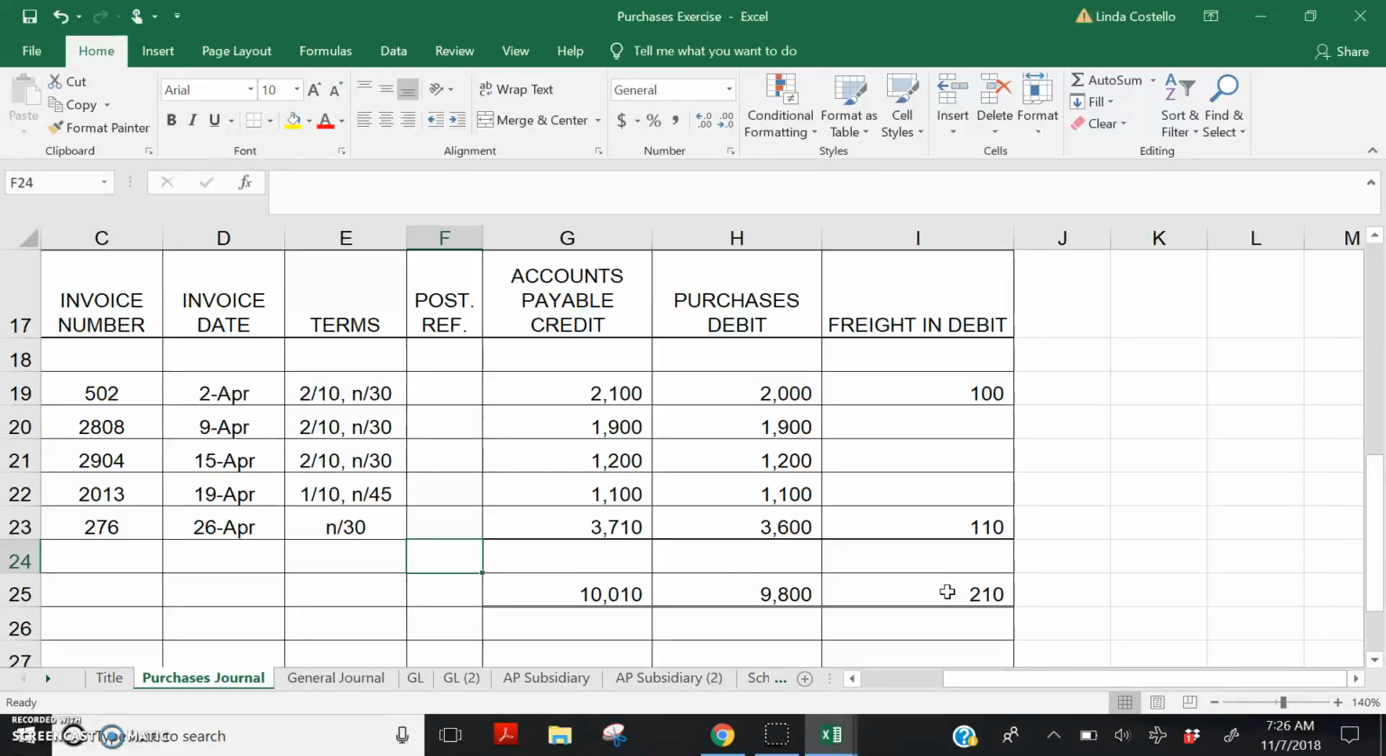Okay, now that we've finished recording the purchase transactions for the month of April into the purchase journal and totaled up our columns, we need to check to see if we're in balance. Do debits equal credits? Does this credit amount equal the sum of these two debit columns? Let's check it out. $210 plus $9,800 of debits equals $10,010. So our purchases journal is in balance.